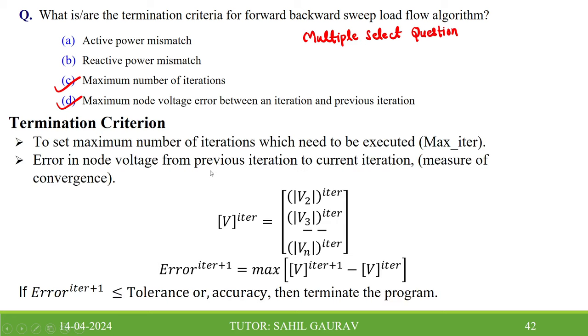And what are the termination criteria for the forward backward sweep load flow algorithm? The termination criteria are that we set a maximum number of iterations, and the error in node voltage from the previous iteration to the current iteration is the measure of convergence. If it is less than the tolerance value, then we terminate the program. These are the two termination criteria for the forward-backward sweep load flow algorithm.